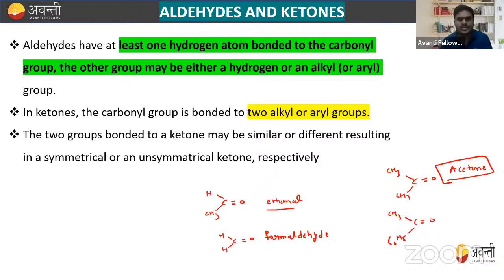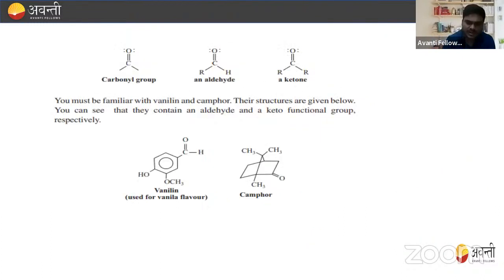The two groups bonded to the ketone carbonyl may be similar or different, resulting in symmetrical or unsymmetrical ketones respectively, right? If two similar groups are present, it is known as a symmetrical ketone. If two different groups are present, it is known as an unsymmetrical ketone, right? So this is how we can represent the carbonyl group, an aldehyde group, and a ketone group.